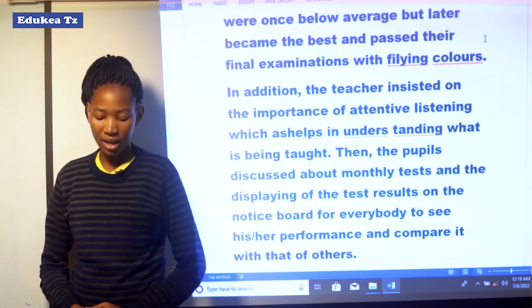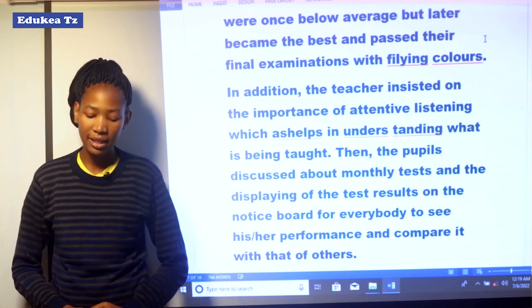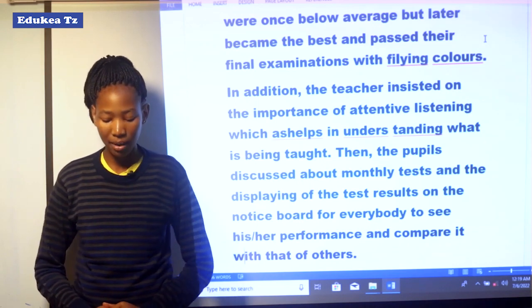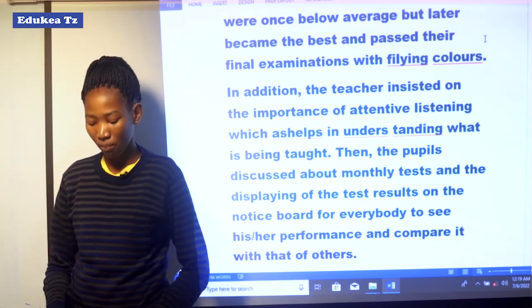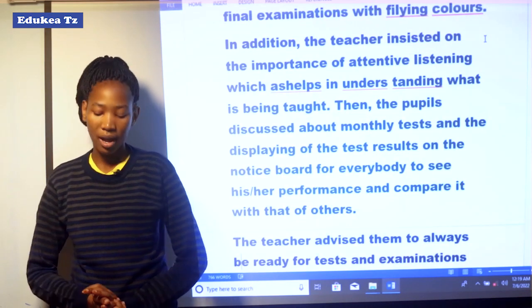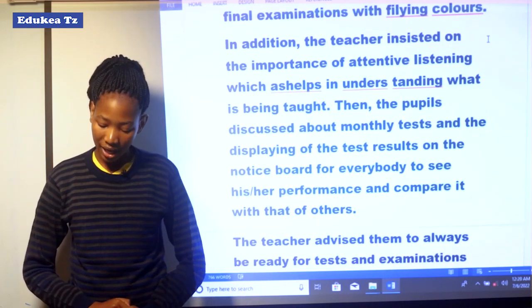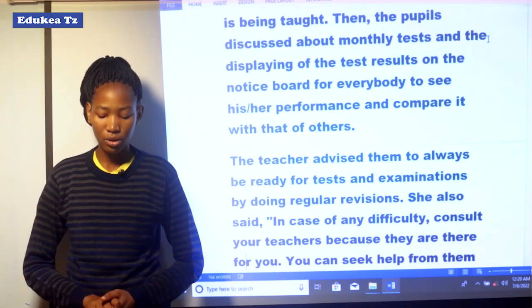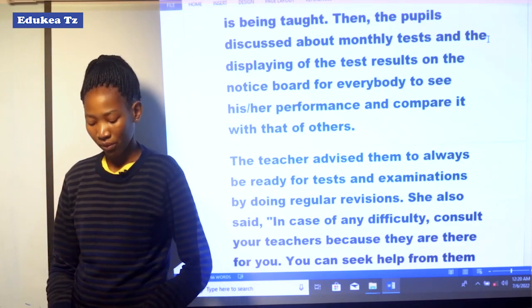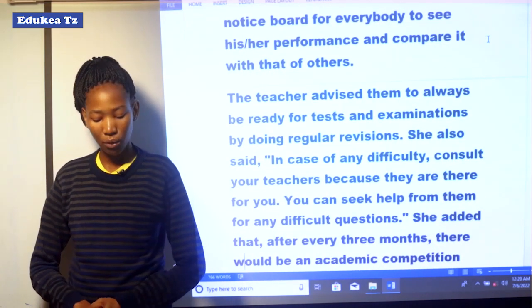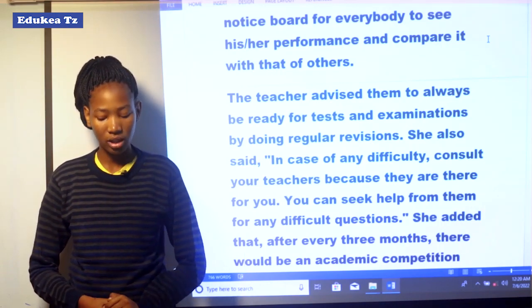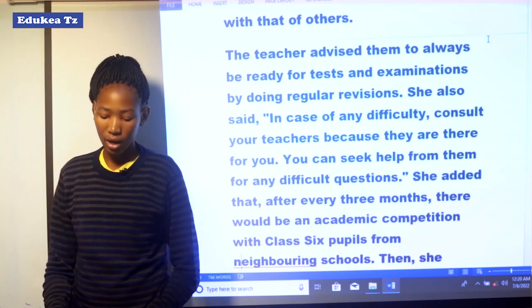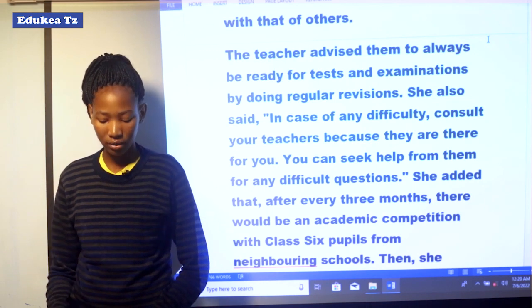Then the pupils discussed monthly testing and the displaying of the test results on the noticeboard for everybody to see his or her performance and compare it with that of others. The teacher advised them to always be ready for tests and examinations by doing regular revisions. She also said, in case of any difficulties, consult your teachers because they are there for you. You can seek help from them for any difficult question.